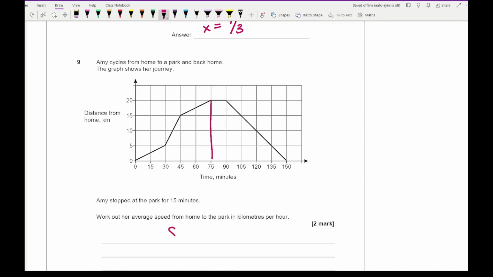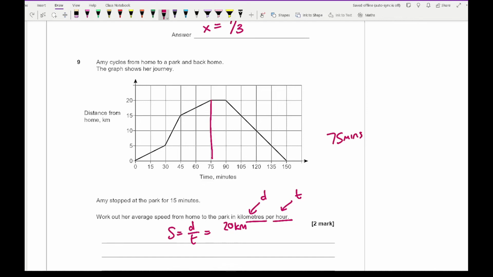Now speed is equal to distance over time. So the distance she's travelled is 20 kilometers. You just want to make sure that the units, as we want the units in kilometers per hour, the distance needs to be in kilometers, the time needs to be in hours. Now here we're looking at 75 minutes.